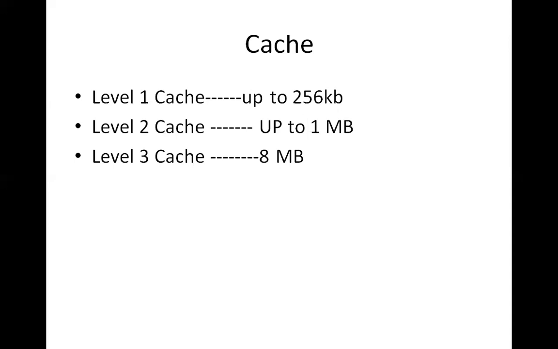Here also the priority is that level 1 is given the highest priority. After that, level 2 and level 3 caches are given priority. Level 1 cache will have up to 256 KB capacity, level 2 is up to 1 MB, 512 KB to 1 MB, and level 3 is 8 MB capacity. So think about that, much larger than previous caches. Smart caches are available to improve the performance.